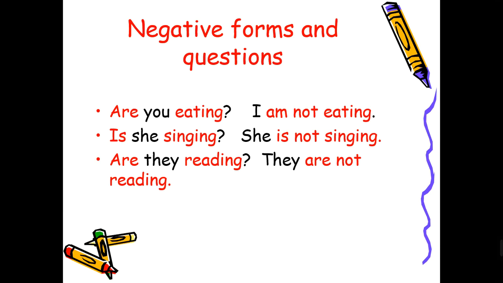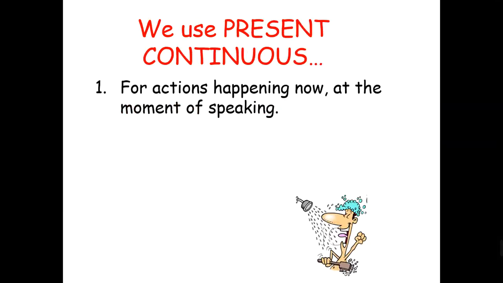Here you just change the verb according to the subject, because we have she, we use is, and you start with the auxiliary verb. Third example, are you reading? They are not reading. You just add not after the auxiliary verb am, is, or are. Very easy, a piece of cake. Let's move on. We use present continuous when... When do you think we use present continuous? Of course, we already said that and you already know. Super students, for actions happening now or at the moment of speaking.